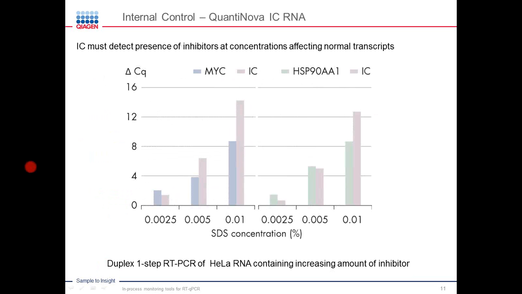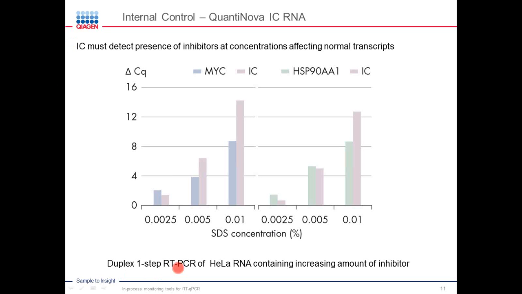Here are a few data sets on internal controls that we did with our QuantiNova related internal control RNA. Some things to consider when selecting or developing an internal control: it should behave similarly to normal transcripts. So when different types or different concentrations of inhibitors are delaying the Cq values of specific normal transcripts, our internal control should behave the same.